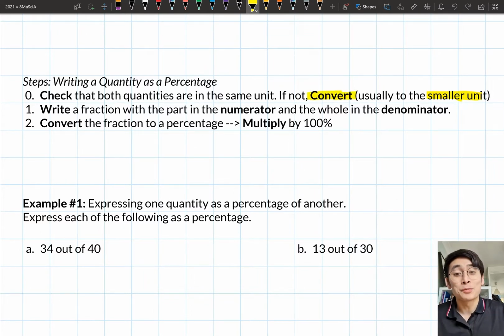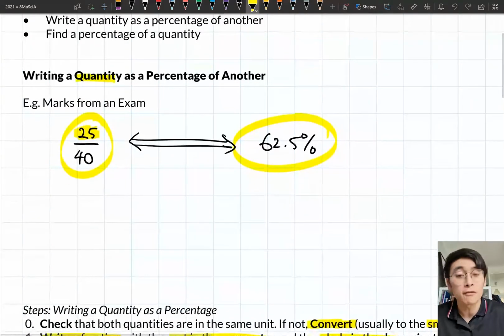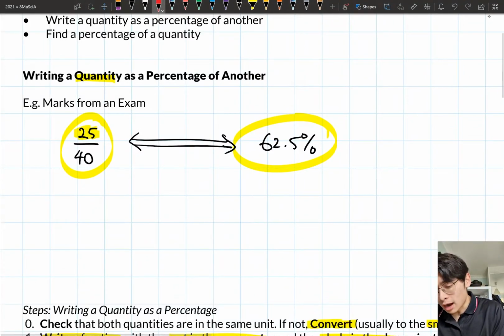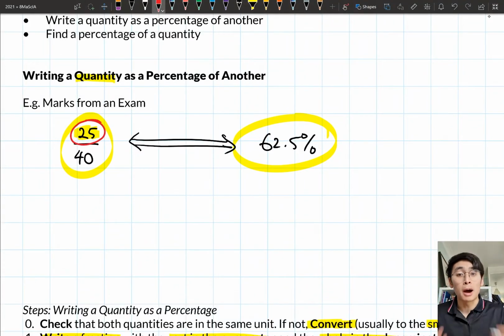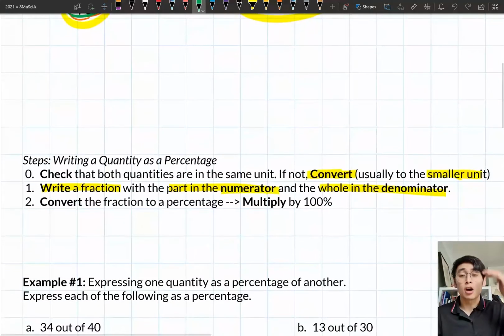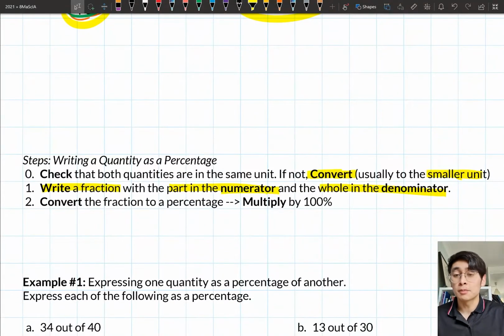The second part is then we write it as a fraction. Just like I did above, we write the fraction with the part in the numerator and the whole in the denominator. For that example, when I had 25 out of 40 for my exam, I wrote 25 marks at the top of my fraction. That's my part, how many marks I got correct. At the bottom, I wrote 40, how many marks there were in total in the exam. So in the top we put how many parts we have, and in the bottom we put the whole amount that we're comparing with.